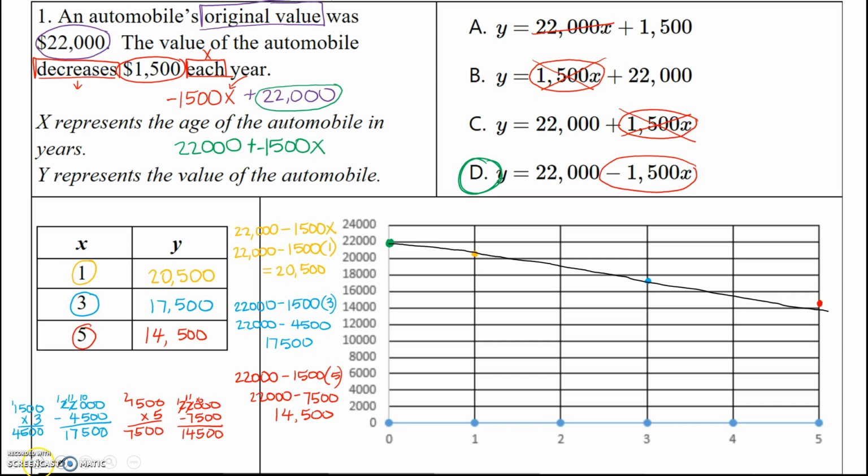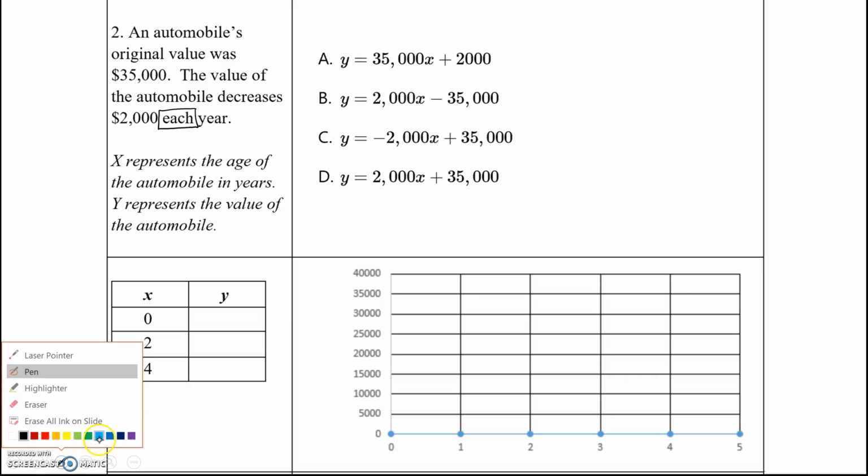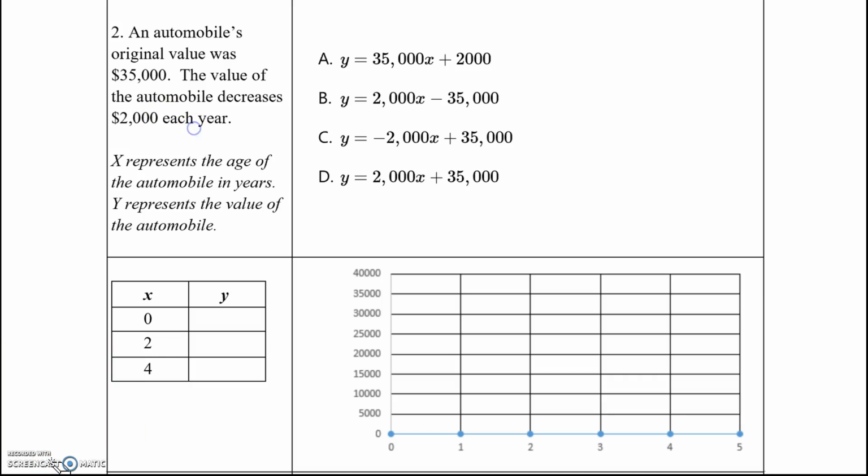Let's take a look at our second one. All right, so the second problem says that an automobile's original value was 35,000. The value of the automobile decreases 2,000 each year. All right, so we've got this. I'm going to first start with my each. Sorry, it's hard to read black on here. So I see each, so I know each means to multiply. So I know that I'm going to have 2000x.